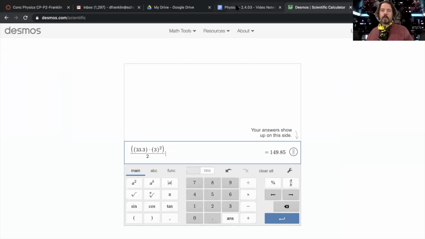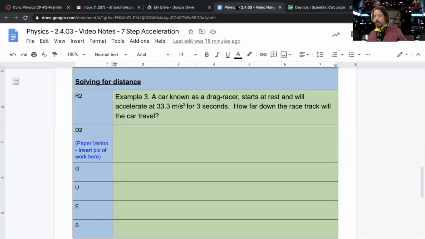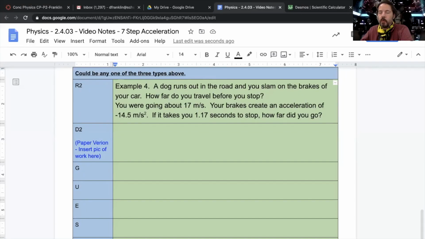All right. So we have done one of each type of problem. At this point, I'm going to do one more problem where we don't know what type of problem it is, so you can see how I think through the problem. This could be any one of the 3 types we just saw, but I do want to stress this one will have a negative acceleration, so you probably want to watch this one.